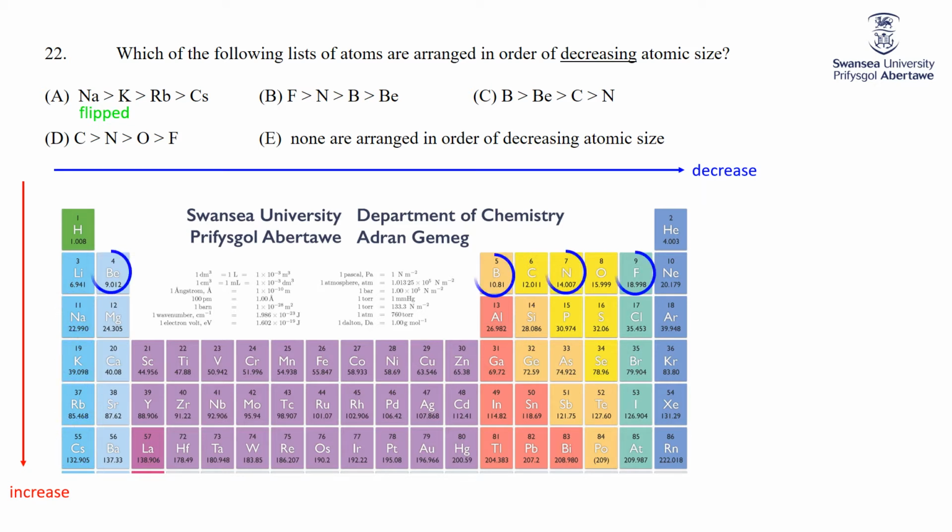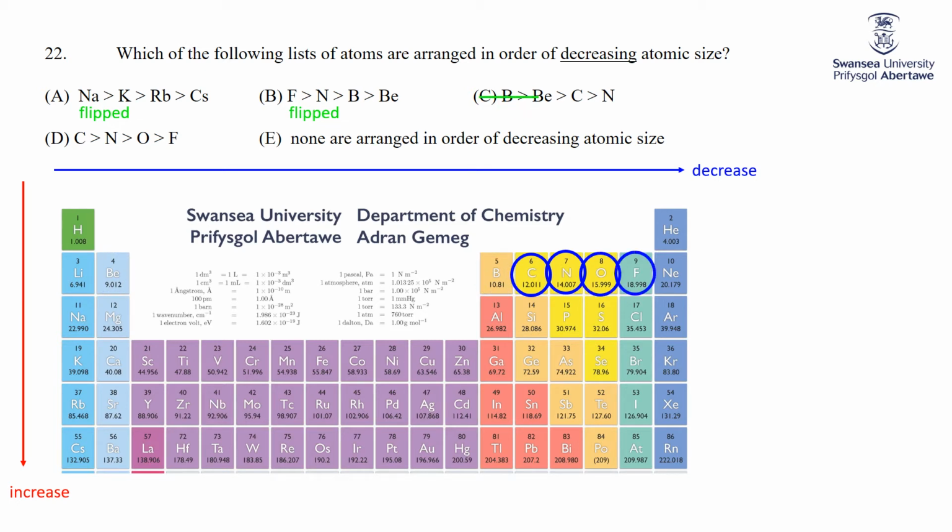Now let's look at fluorine, nitrogen, boron, beryllium. So we want decreasing, we want to start with the biggest. So beryllium will be the biggest, then boron, nitrogen. So again, those are flipped in order. Now we've got carbon replacing one in there. So we've got beryllium is the biggest, boron, carbon, nitrogen, but boron and beryllium are switched around there.